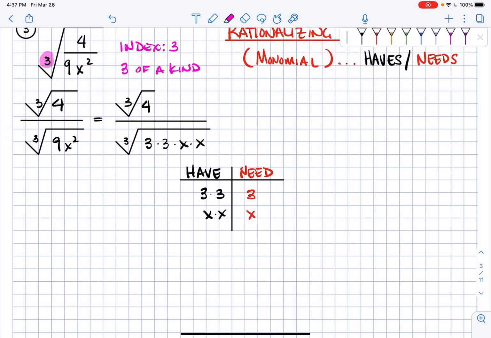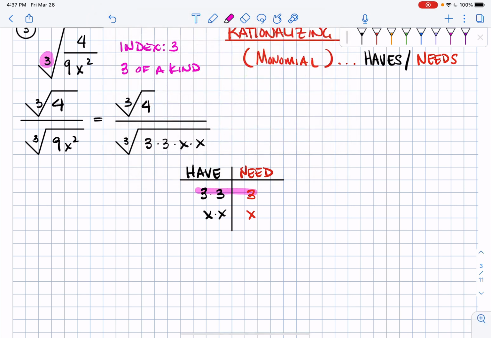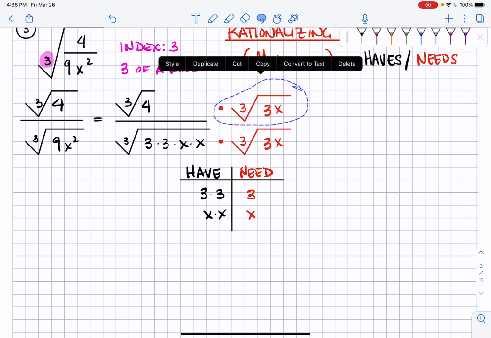And what am I talking about? I'm talking about right here, guys. So if I put these together with what I have and what I need, I'll have 3 3s, 3 of a kind. And if I put the x's together of what I have and what I need, I'll have 3 x's, right? All right, so I'm going to multiply top and bottom by what I need. So this is going to be a cube root of 3x. I'll multiply that on bottom, and I'm going to multiply that on top as well.